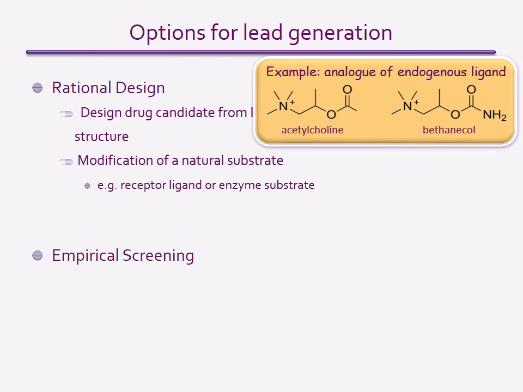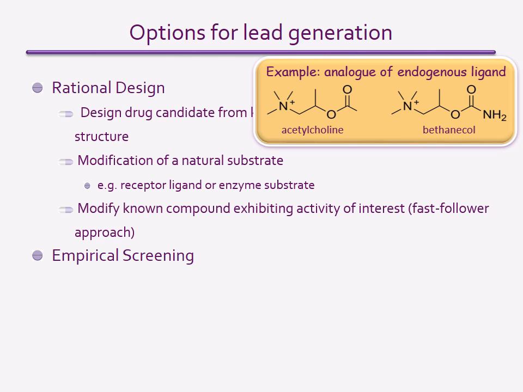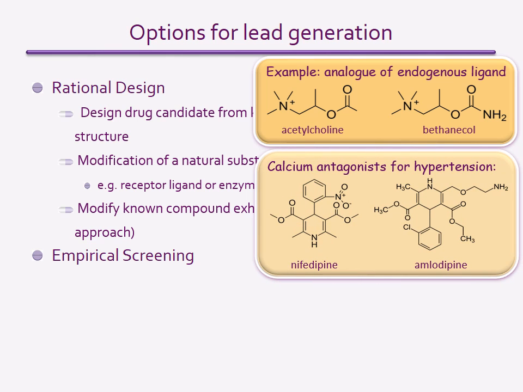Often, the first drug to be discovered in its class can be improved on. For example, the first calcium antagonist to be discovered and used to treat hypertension was nifedipine, but it had to be taken twice a day to maintain its effect. Using nifedipine as a template to generate more analogues for screening, new calcium antagonists were discovered with longer duration of action. Drugs like amlodipine, which can be taken once daily, have now superseded nifedipine in the clinic. This is an example of the fast follower approach.